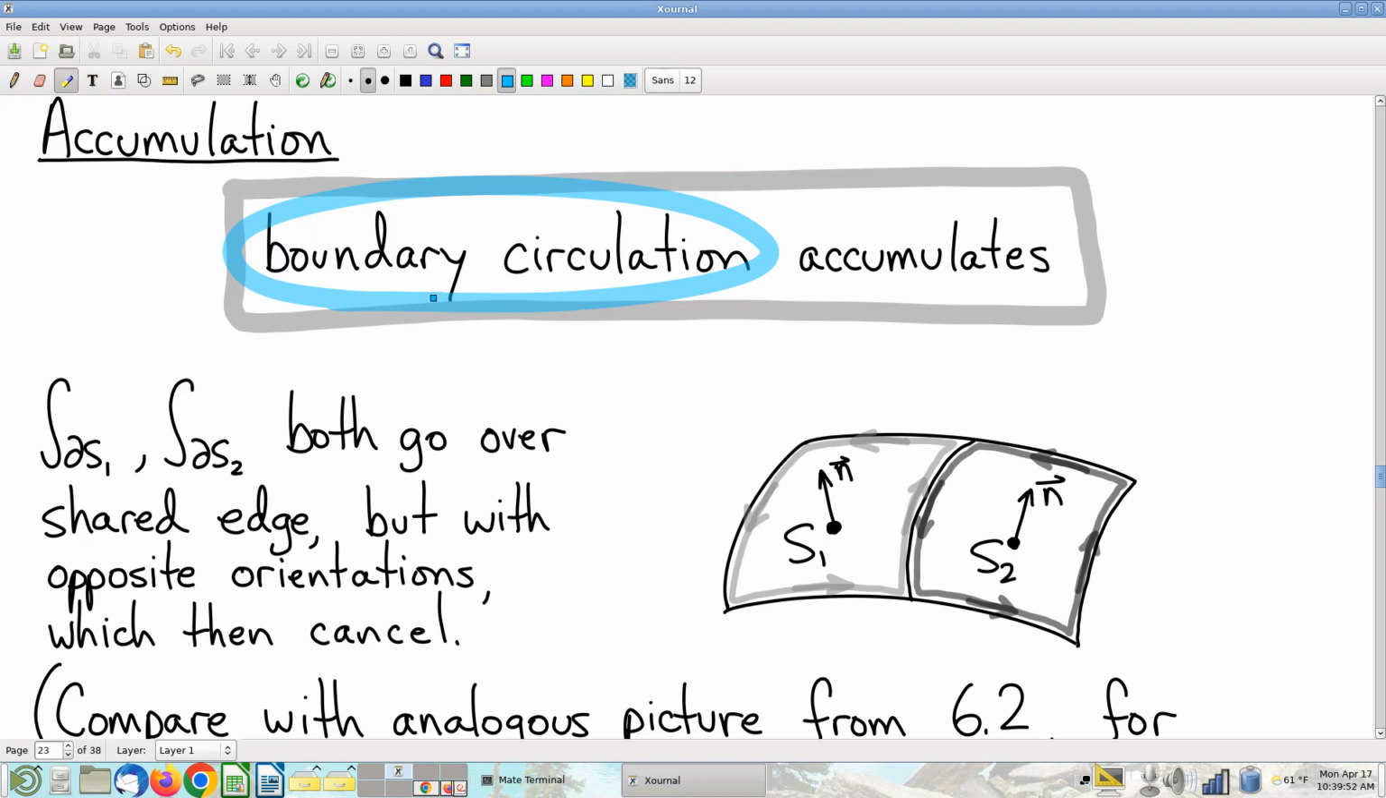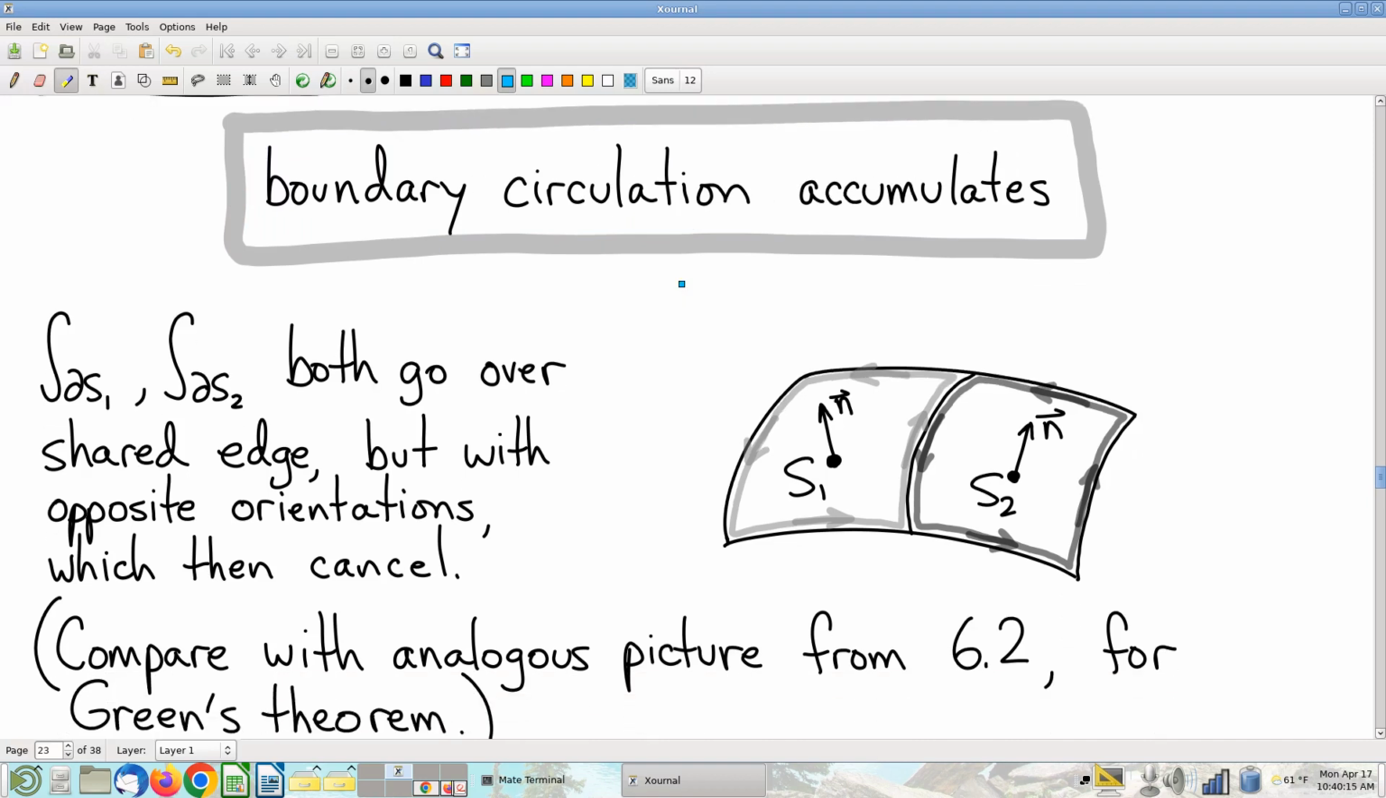Now, is there a difference? Of course. Here we're looking at surfaces in space. Green's theorem was intrinsically two-dimensional. But you can think of this as being kind of a 3D version of Green's theorem. Okay, so boundary circulation. Claim it's an accumulating quantity.